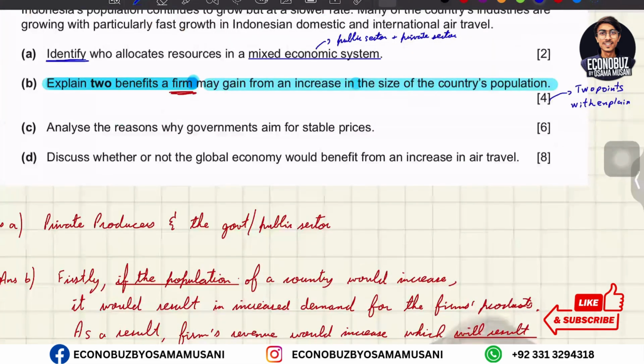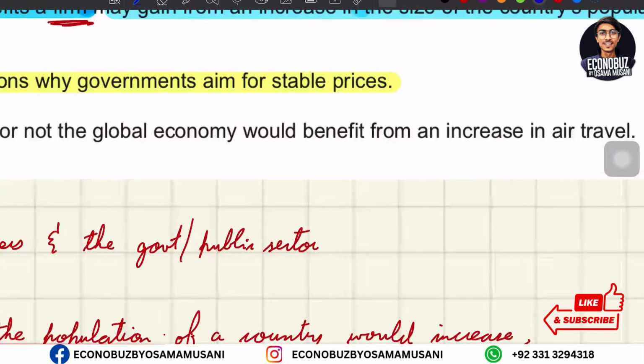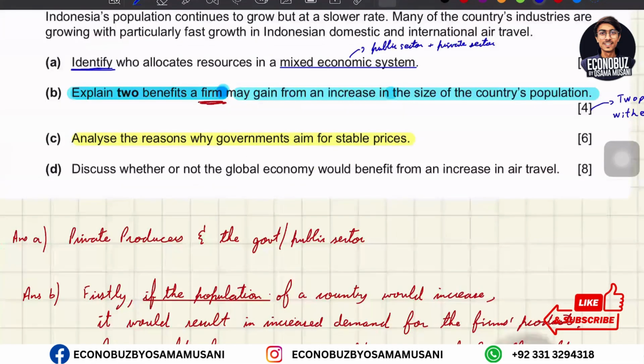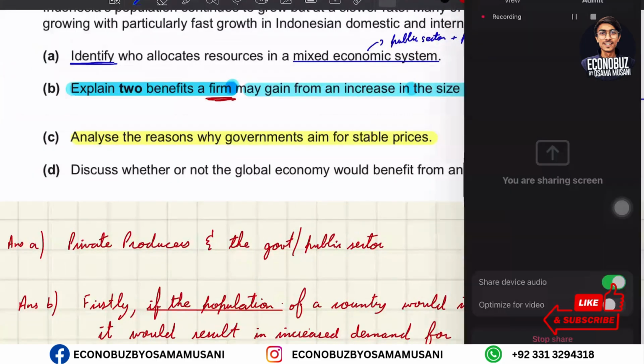Now, moving on to part C. Analyze the reasons why government aim for stable prices. What is meant by stable prices? Stable prices means that there is no inflation, price stability. When the prices would not increase by much, they would remain constant. So why would the government aim for stable prices?